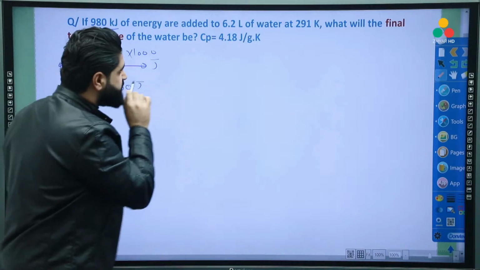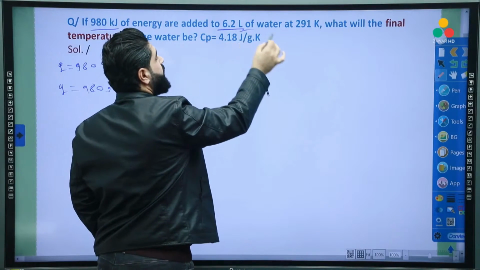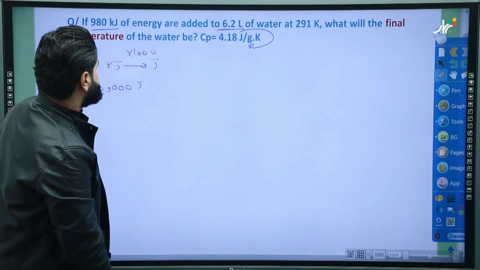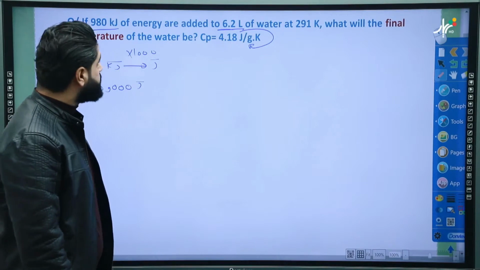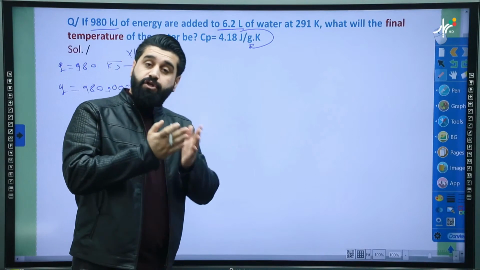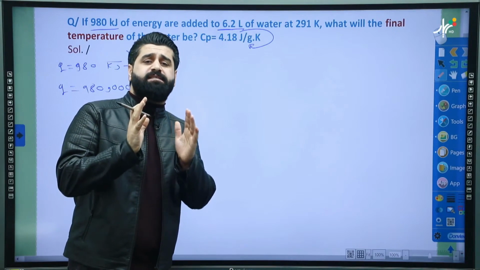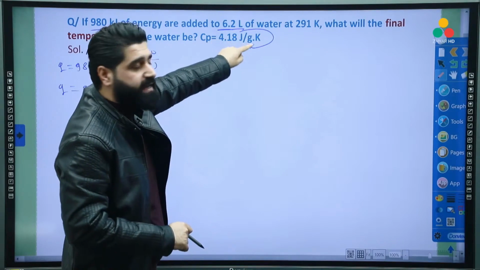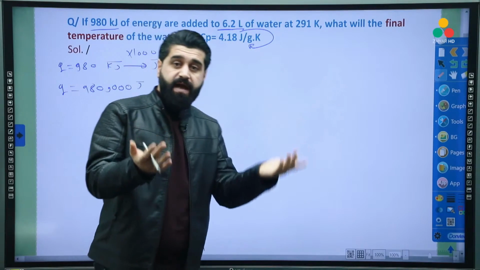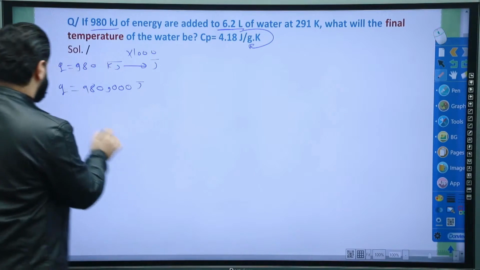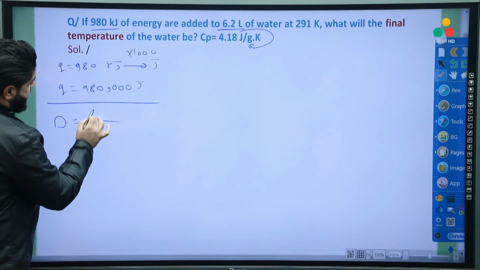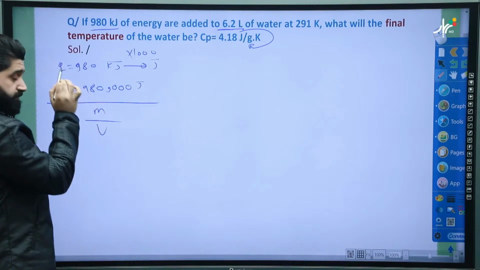Then we have to change liter into gram. Mister, how can we change liter into gram? Such a huge trouble. No, it's not a trouble. Don't you remember the density? How can we make a relation between volume and gram? We have density. Look. Density equals mass per volume.